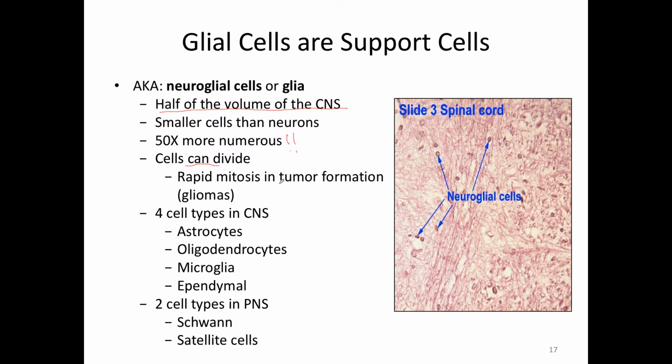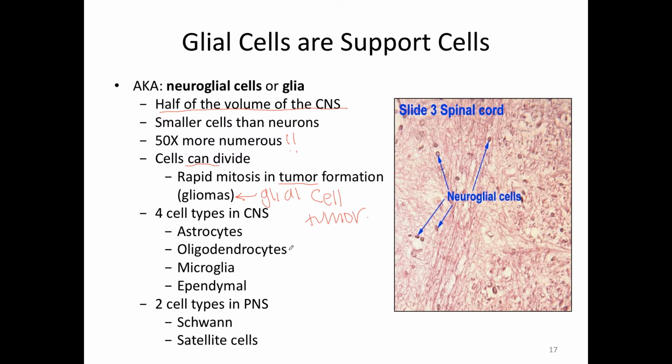In tumor formation, which we call gliomas, this is a glial cell tumor specifically, so it's glial cells that have gone rogue. In glial cell tumors, those glial cells are undergoing rapid and uncontrolled mitosis, so they're turning into a mass and they're not doing their jobs.